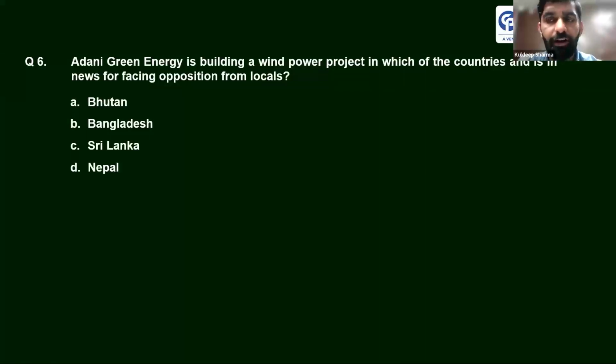So you will find a news in today's newspaper that Adani Green Energy is building a wind power project in this country, and the locals and the experts there are protesting the creation of that wind power project. So the options are Bhutan, Bangladesh, Sri Lanka, and Nepal. And Adani Green is building a wind power project in Sri Lanka now.